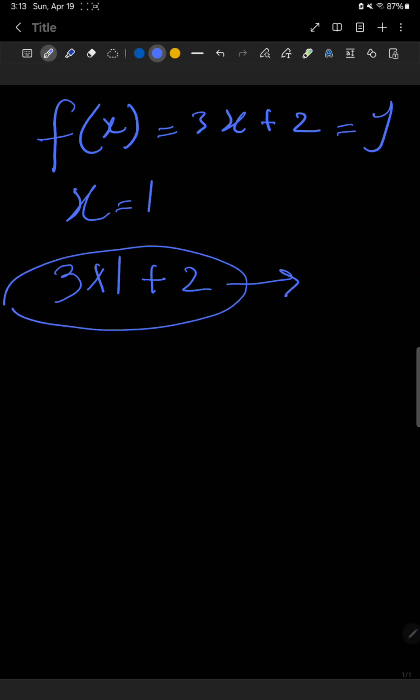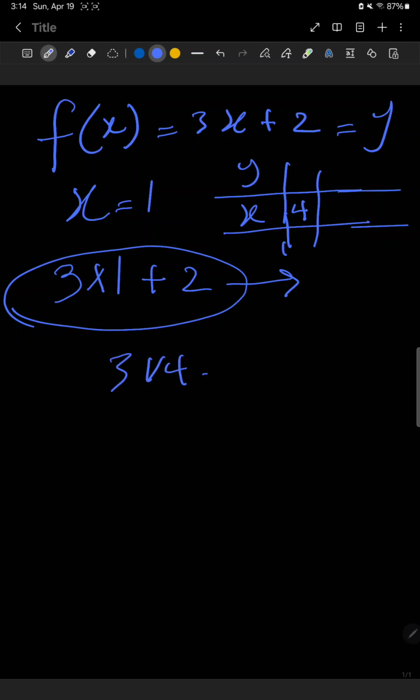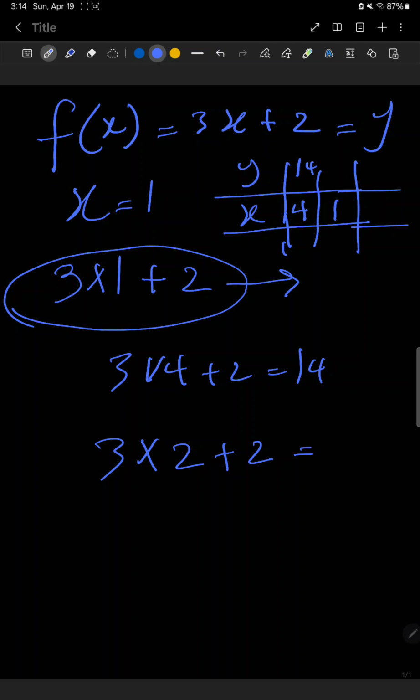Now this is the value of y. So if I want to write, like I have here, a table, this is x and this is y. When x is 4, I plug in 3 times 4 plus 2, which is 14. Now when x was 1, for example, I plug in 1. So I have 3 times 1 plus 2, which is 5.